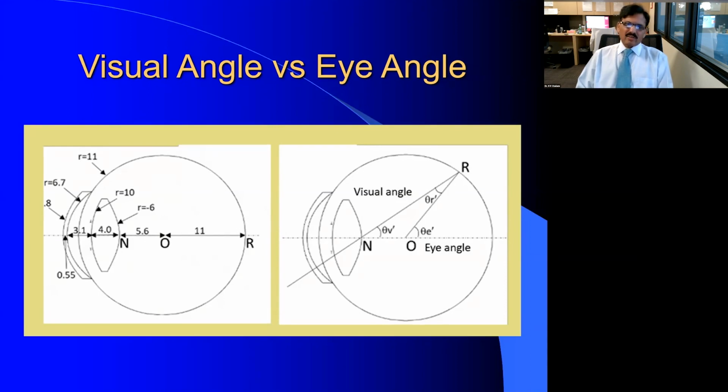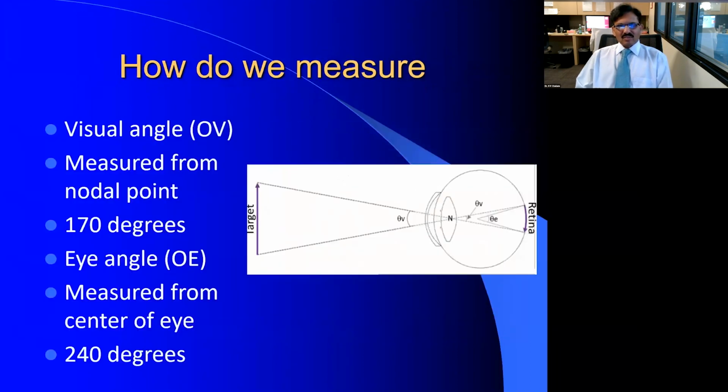Commercially, the instrument sellers have used the eye angle, where they try to measure the amount of area of the retina they see from the center of the eye. And so in that situation, you have 240 degrees of retina that we are saying can be seen or measured. So a simple example: the nodal point is basically the visual angle, and the center of the eye, designated by E, is the eye angle.